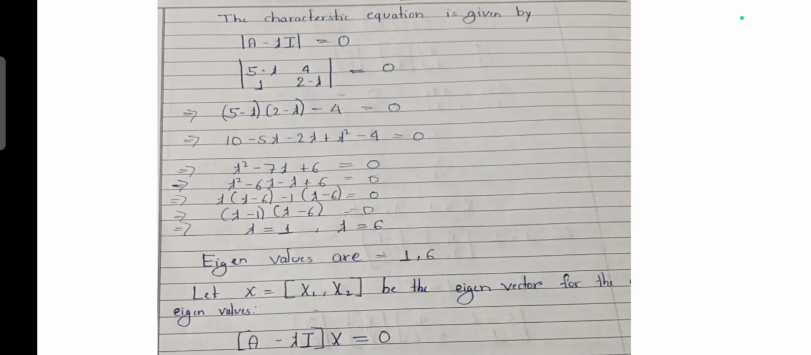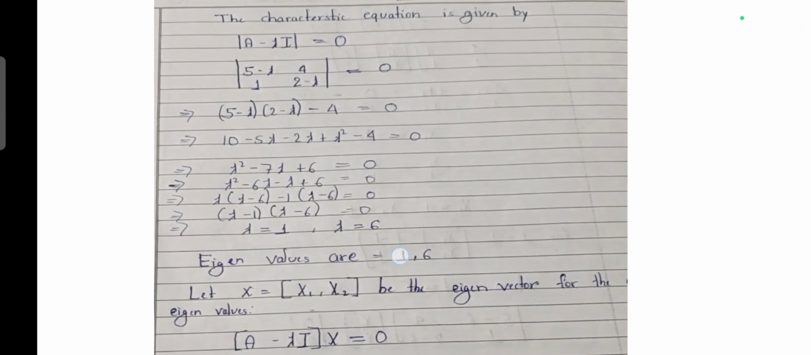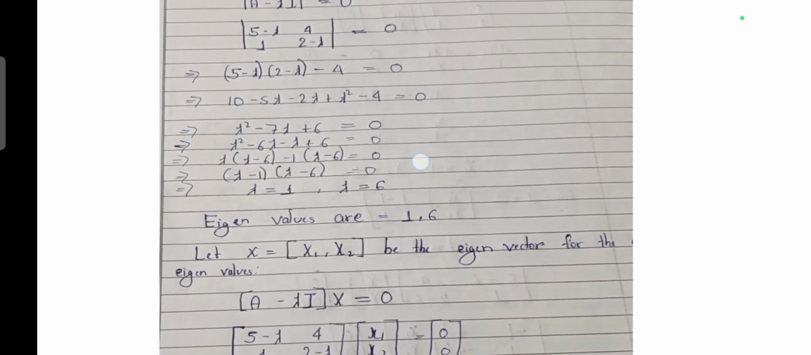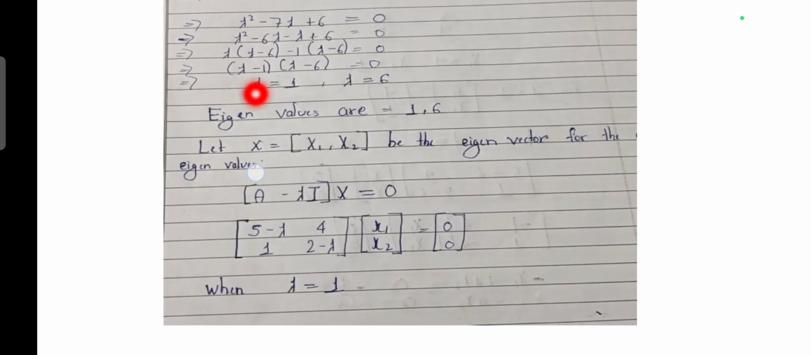So we are going now to find eigenvectors for the characteristic roots 1 and 6. So let X be the matrix whose elements are x1, x2, be the given vector for the eigenvalues. The value that comes will be the eigenvector for each eigenvalue. So here we take matrix of (A minus lambda I) into X, where X is the matrix whose values are x1 and x2, equal to 0.